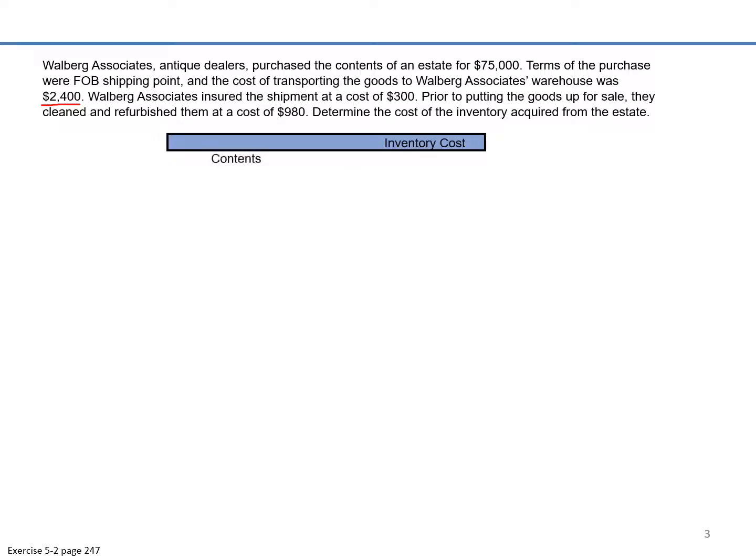So, first we have the cost of the contents of $75,000. Then we're going to add the cost of shipping because they're responsible for it. And then the cost of insurance of $300. And then the clean and refurbishment of them for $980 rather. So our total inventory cost is $78,680.